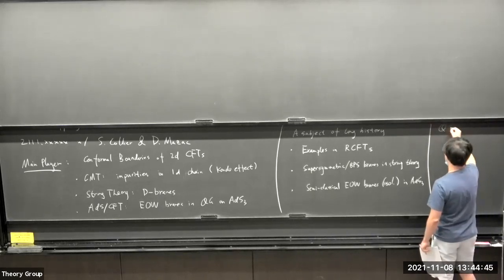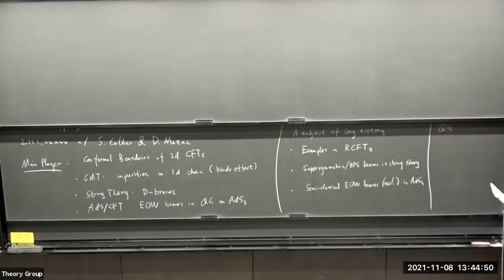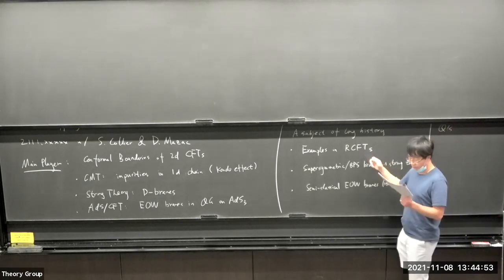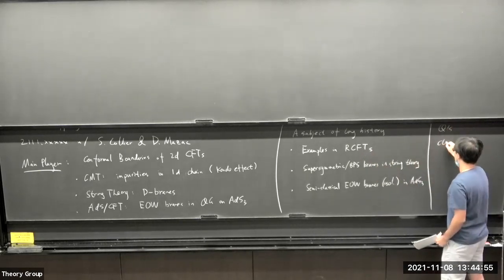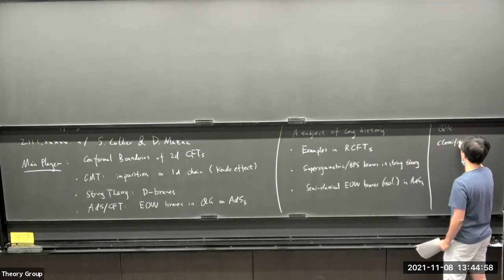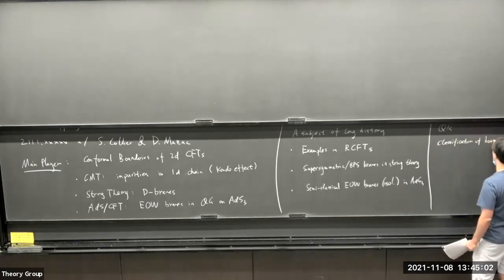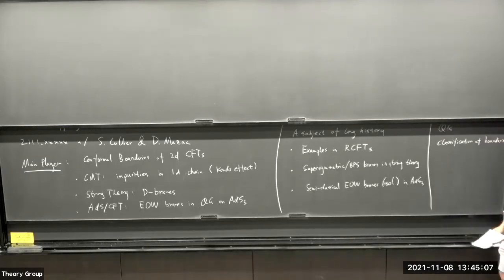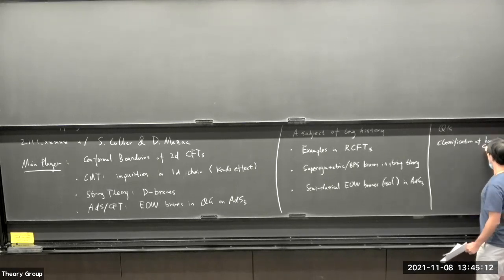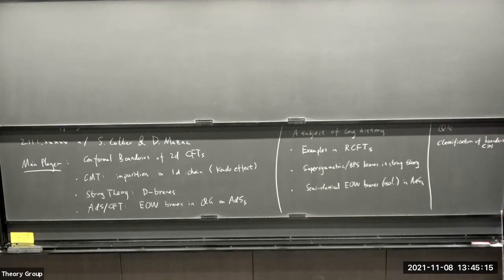So there are some natural questions that one can ask. First of all, even in the realm of rational conformal field theories, one can ask if there's in any sense a classification of the boundary states, of the conformal boundaries. The answer is yes if the central charge is smaller than one. But for CFTs with central charge greater than one, there's no known classification of these boundaries if the boundaries do not preserve the full chiral algebra.